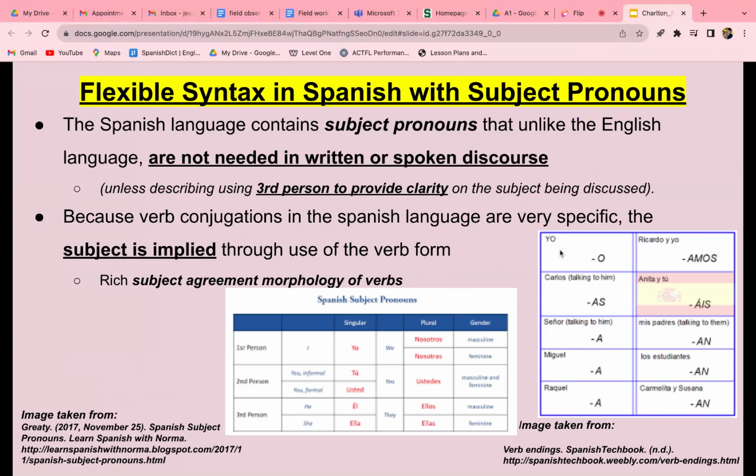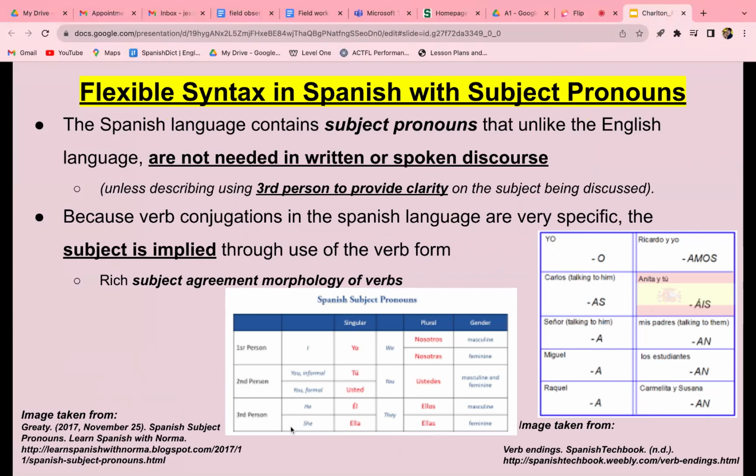An example would be with the verb bailar in Spanish, which means to dance. If I said yo bailo, that's I dance. But I don't have to say yo bailo, because the only time in present tense where that o ending is going to appear with an AR verb, or any verb for that matter, for the first person, yo, is if I'm describing myself doing it.